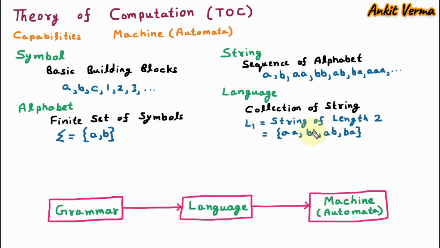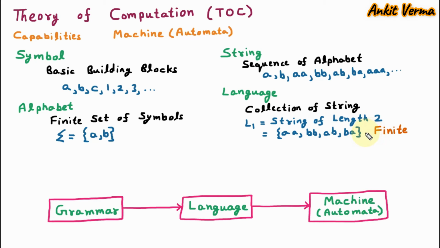Here we can see that in the string of length 2, there are only 4 possibilities, which is AA, BB, AB and BA. More than 4 it is not possible. So it is limited. Limited means finite. So this is also called the finite language.